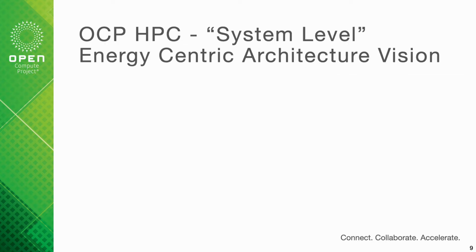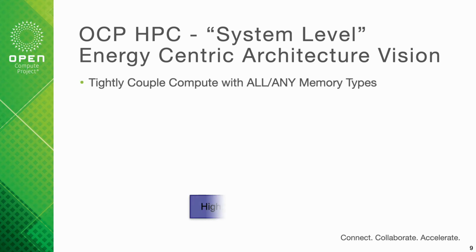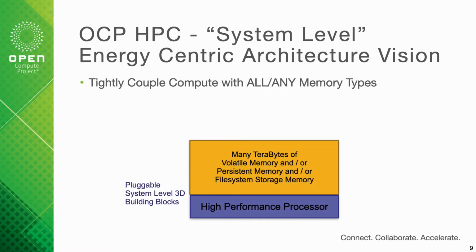So for OCP HPC, we've got a system level and energy-centric architecture vision. So what I'm going to show here is an abstract view of where we would love to take the industry, but it needs a lot of collaboration. We'd like to tightly couple compute with all and any memory types in a pluggable 3D fashion. So we're taking this heterogeneous compression of the technology to the system level, not just silicon and packaging. And we'd start with, in the middle, many terabytes of memory. It could be non-volatile, persistent, or file system storage memory.